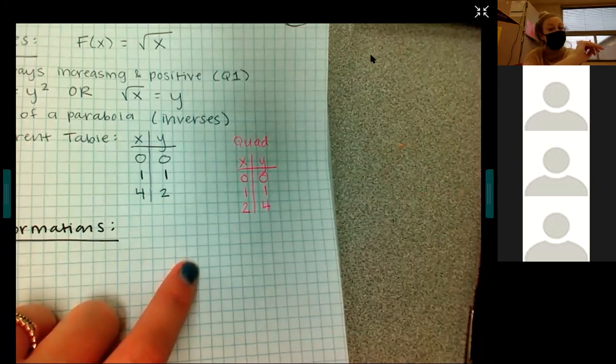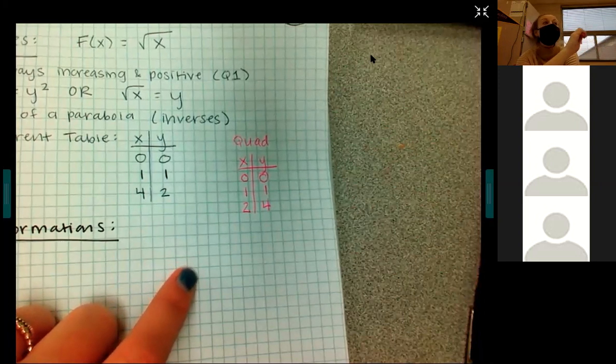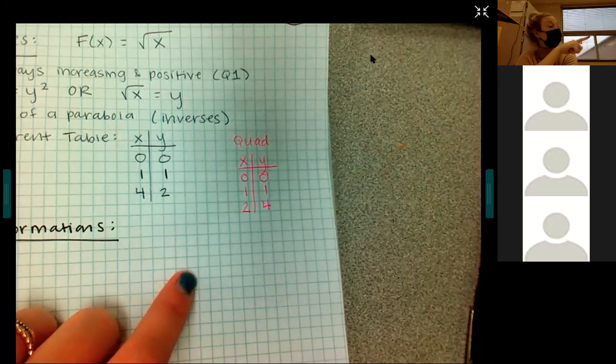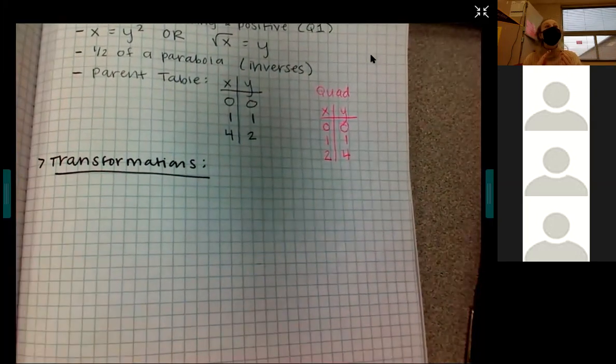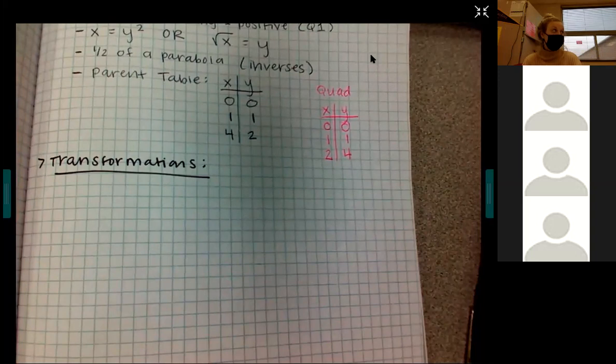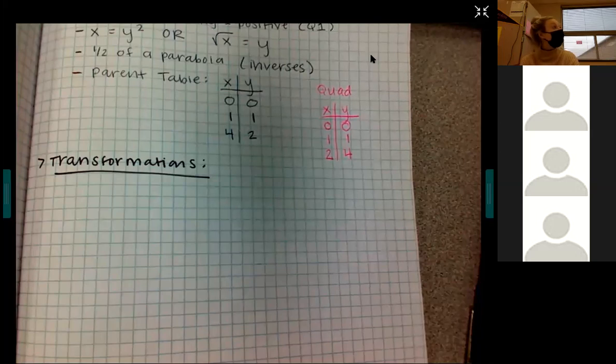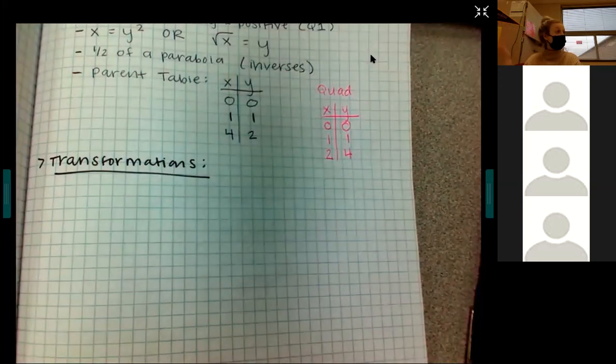Since they're inverse functions, most of their properties are going to be the same. Like things we could do with quadratics, we'll also be able to do with square root functions. So transformations are going to be done the same way. If it's a horizontal shift, that means it affects the x's. Good. So the number will be inside with the x. If it's a vertical shift, it affects the y's. So it's going to be on the outside.